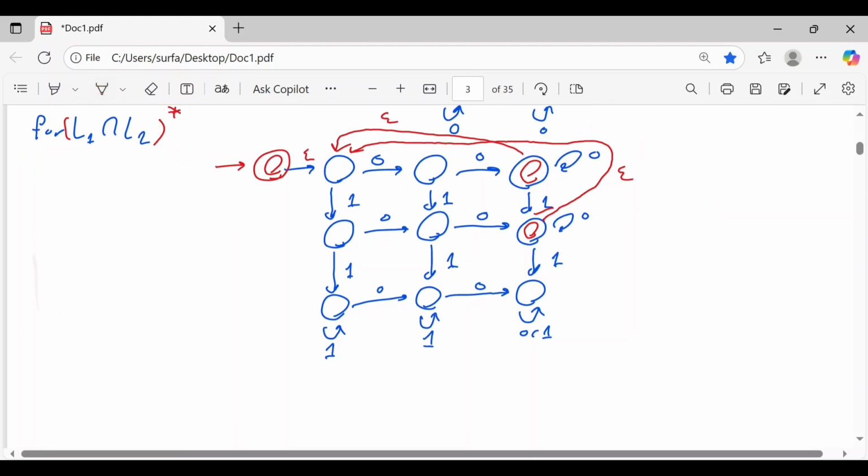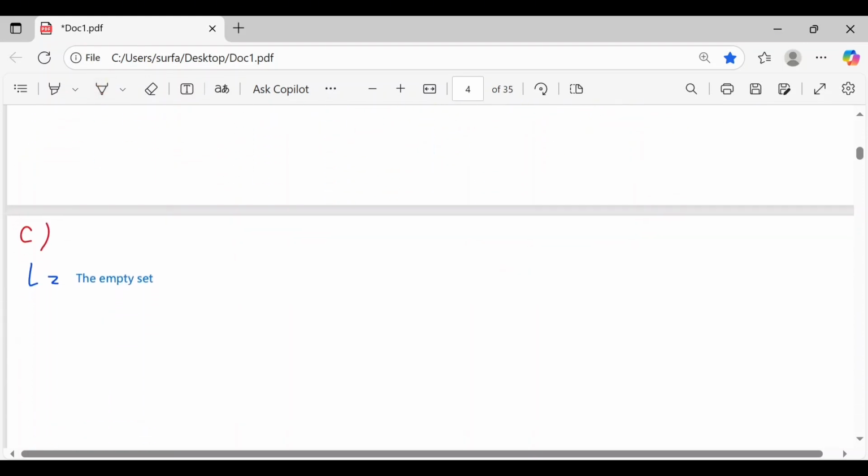And now let's go for part C. Part C says that our language is equal to the empty set. We know that in the empty set we can't accept any strings. So if we want to construct an NFA for this language, it will become like this. Yes, that's it. Because in an NFA there aren't any rules that we must define the arrows for every letter that we have in our alphabet set. So it will become like this.